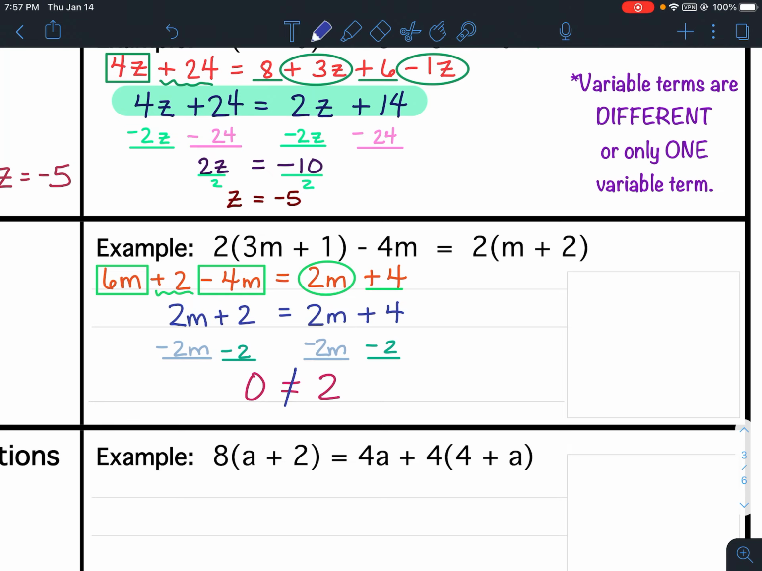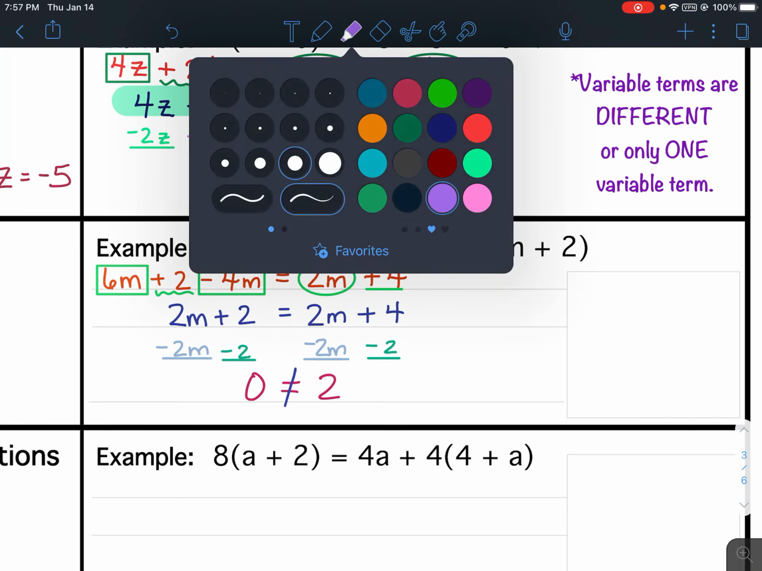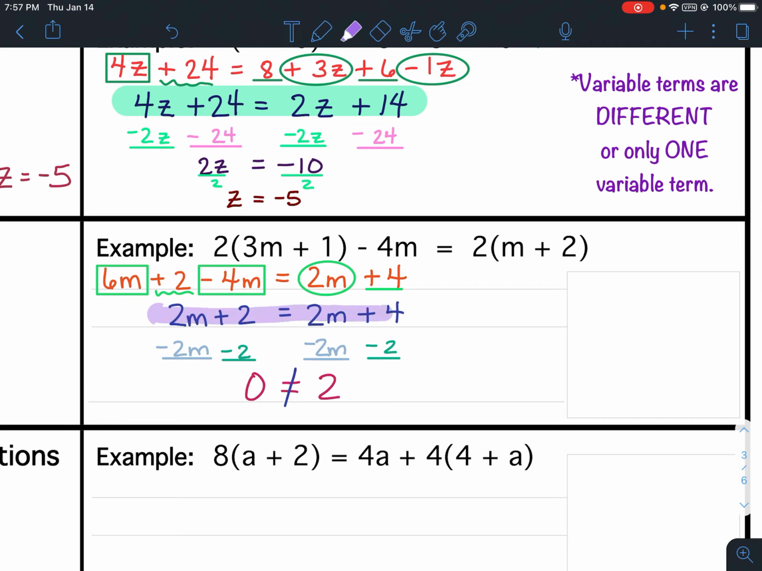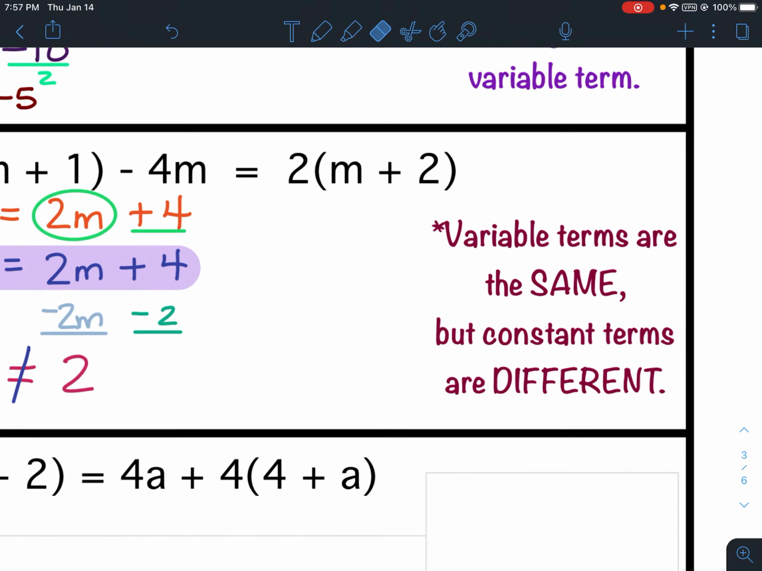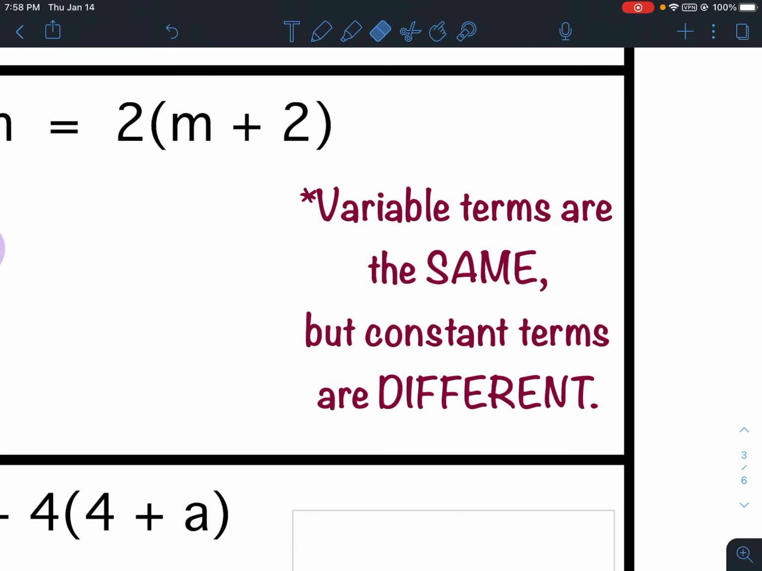So once again, when you do these problems, you will stop at this step right here, and you will examine the variable terms first. I notice that my variable terms are the same, but my constant terms are different. So again, for no solution problems, variable terms are the same, but constant terms are different. Pause your video and write that down.